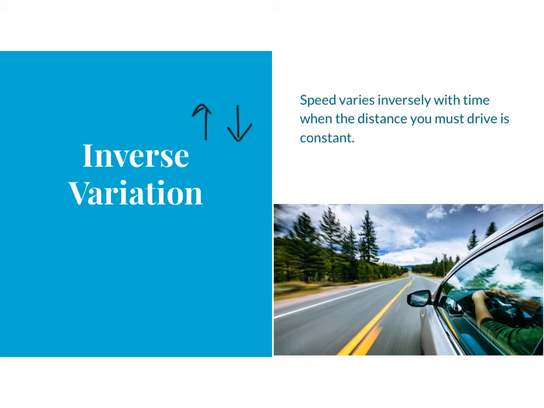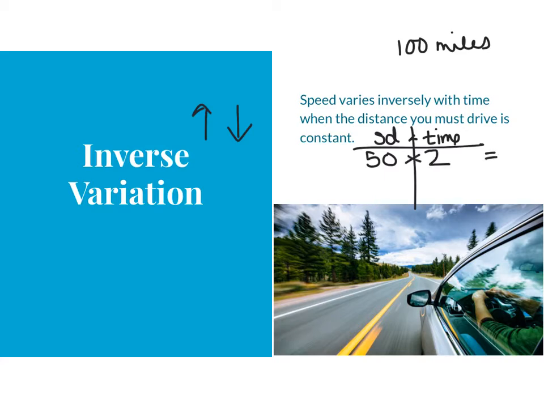An easy example to understand would be speed. Speed varies inversely with time when the distance you travel is constant. So let's say you've got to go 100 miles to get somewhere. Well, you would take your speed times the time. So let's say that you're going 50 miles an hour. It would take you 2 hours to drive 100 miles, 50 times 2.